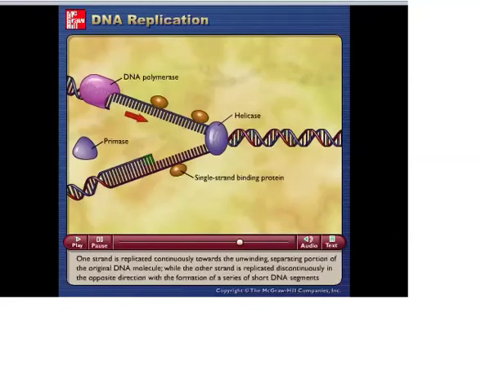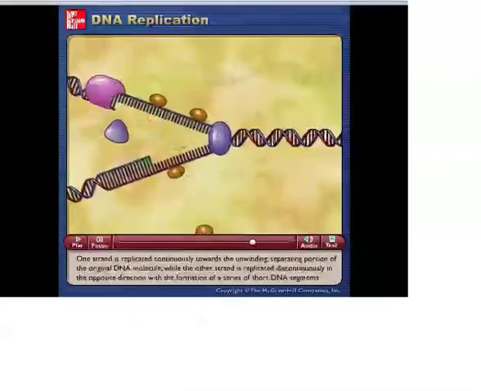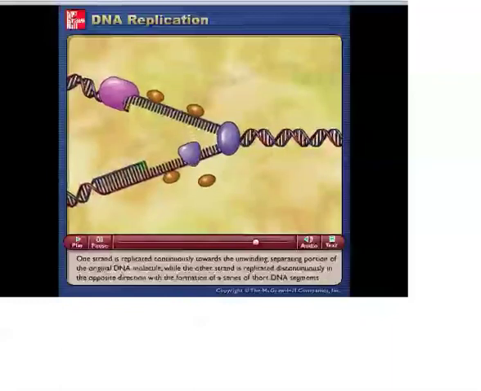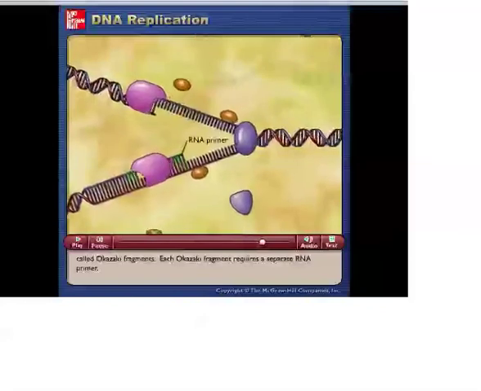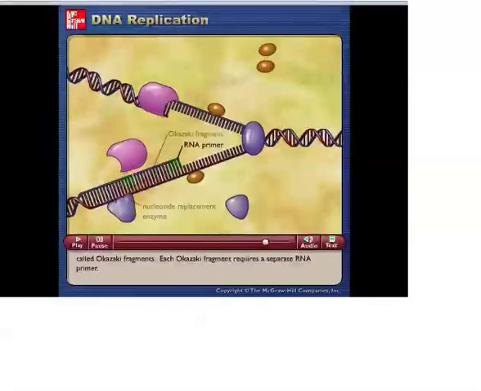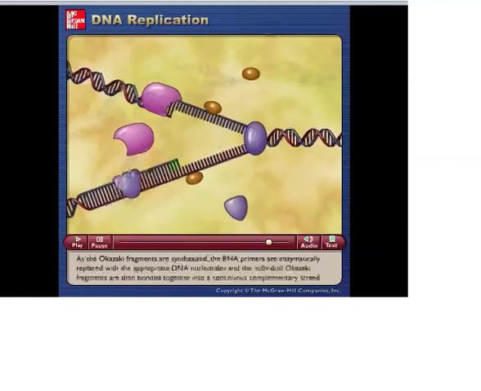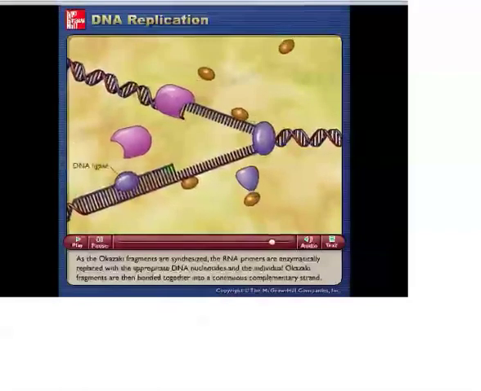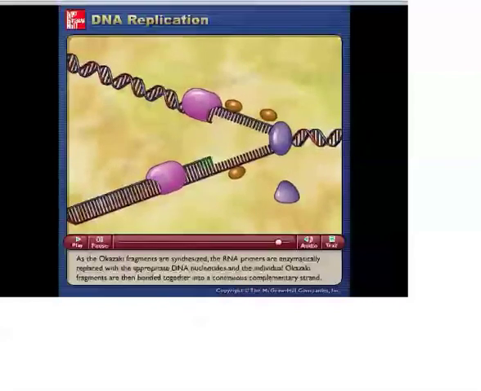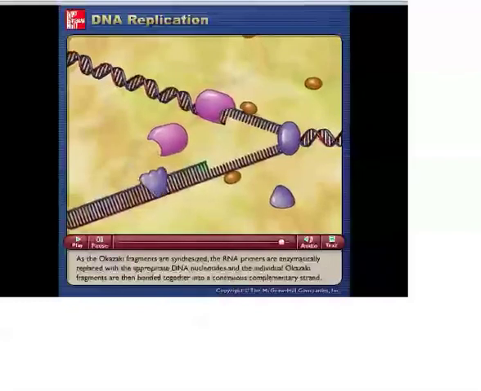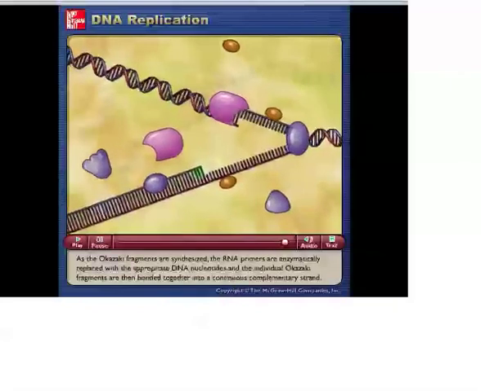One strand is replicated continuously toward the unwinding, separating portion of the original DNA molecule, while the other strand is replicated discontinuously in the opposite direction with the formation of a series of short DNA segments called Okazaki fragments. Each Okazaki fragment requires a separate RNA primer. As the Okazaki fragments are synthesized, the RNA primers are enzymatically replaced with the appropriate DNA nucleotides, and the individual Okazaki fragments are then bonded together into a continuous complementary strand.